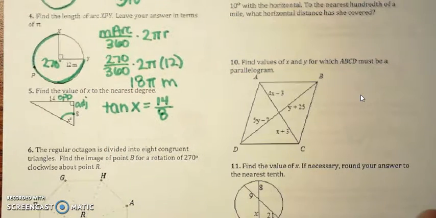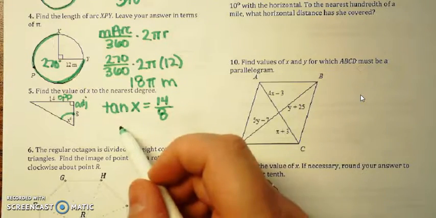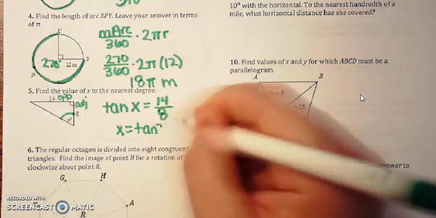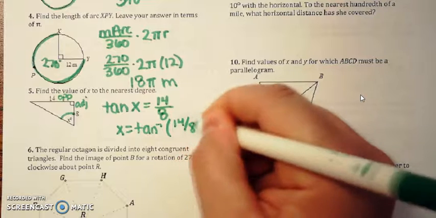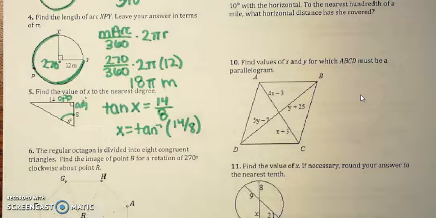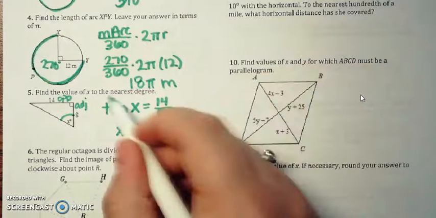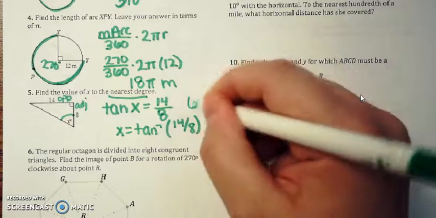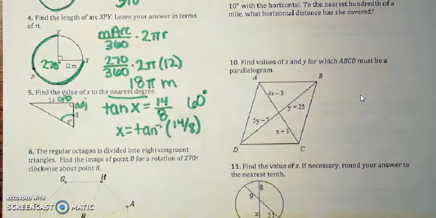And if you don't know an angle measure, to cancel out the tangent here, I'm going to take an inverse tangent of both sides. So we're doing inverse tangent, 14 over 8. So on your calculator, you hit second tangent and then 14 divided by 8. And this says to the nearest degree, so I'm getting 60.255, so I'm going to have to round that down to 60 degrees here.